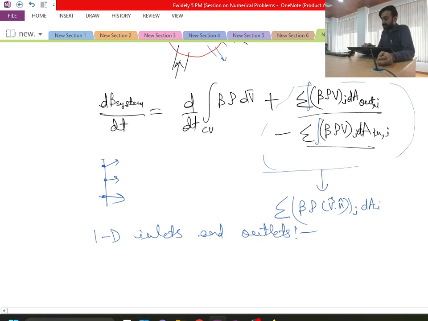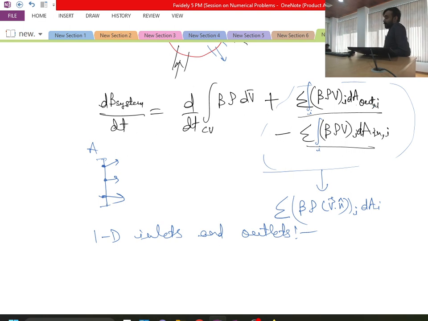So this integration does not mean the entire control surface. This integration is only for the ith inlet or outlet which we are referring to. Because in that particular complete area also there can be variation of velocity. So that is the more generic case. But now I am taking the next assumption as 1D inlet and outlet. Now this dA integration will cancel and it will become A. Have you understood this point?